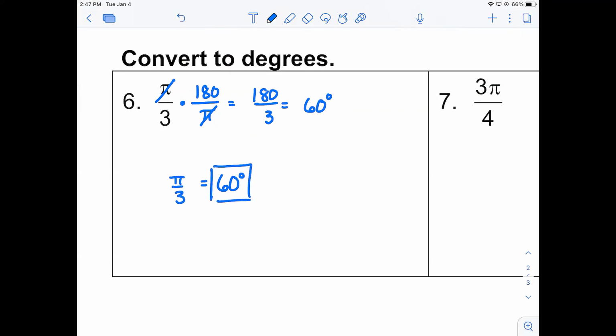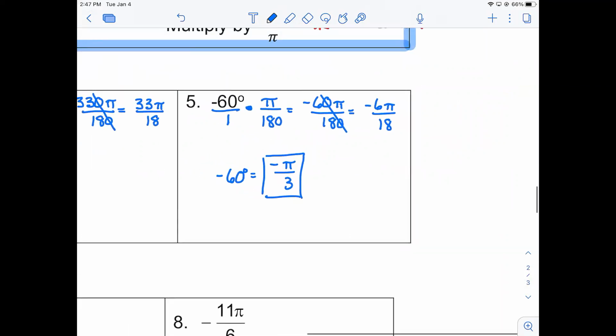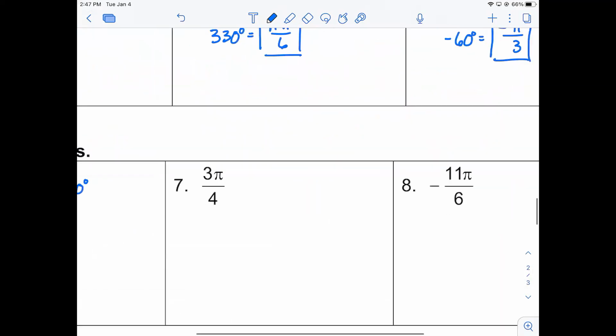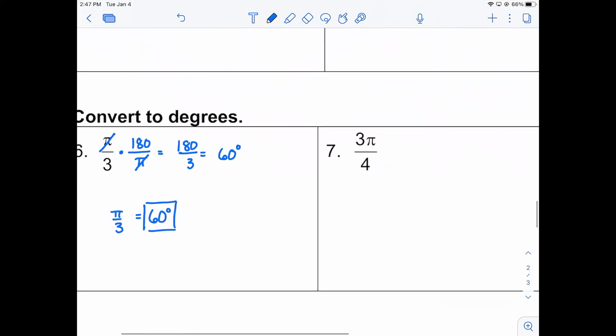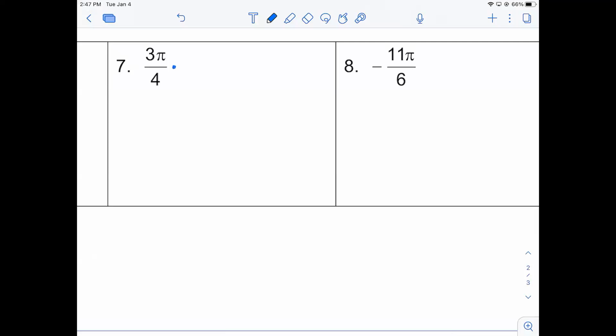Didn't we just say that? The only thing that was different on this last one was that the 60 was negative. So the only thing that changes if you add a negative is just the sign of it. Nothing else changes. Okay? Okay, doing the same thing with number 7. We want the pi's to cancel, so we're going to multiply by 180 over pi. So my pi's are going to cancel and they're going to go away.